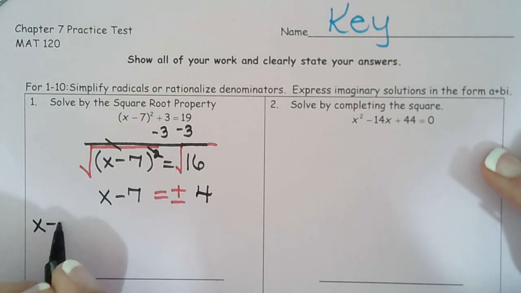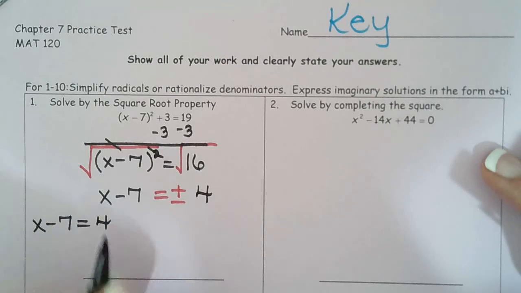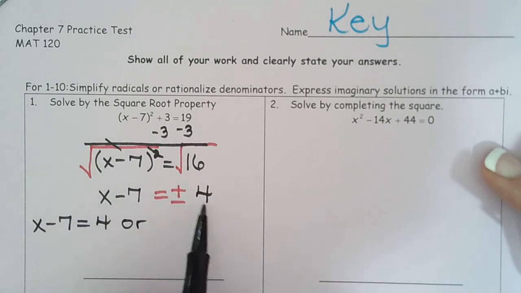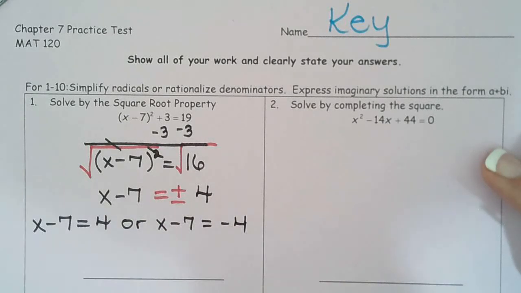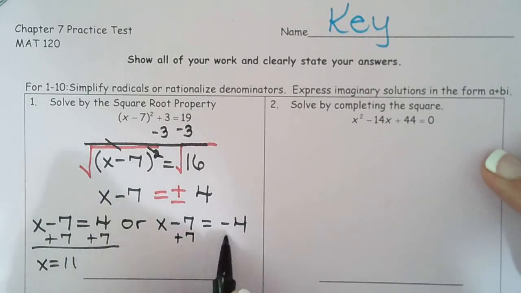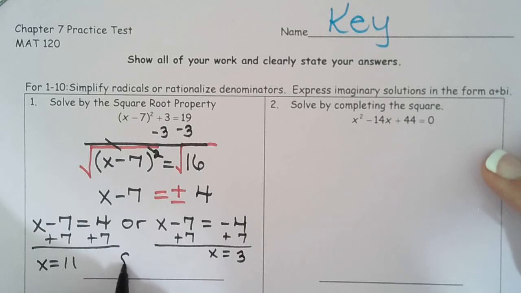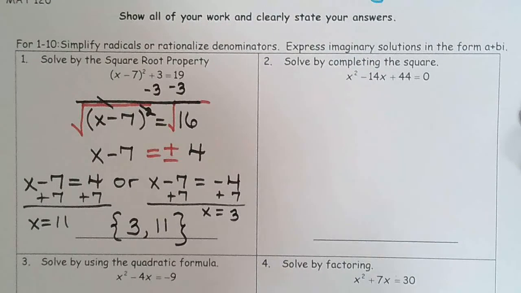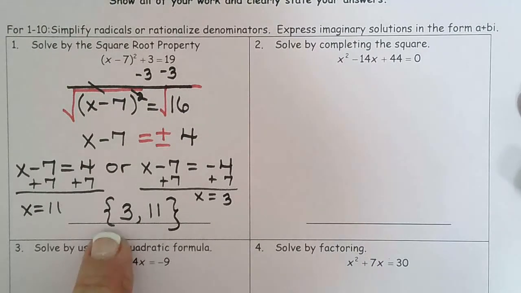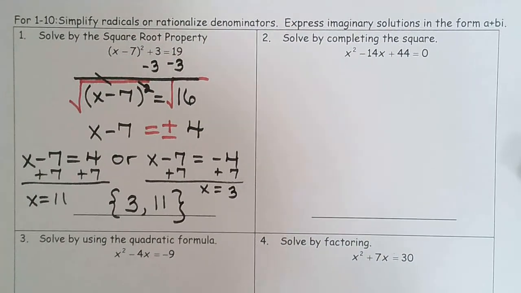Then we learned on the very first page of our notes in this chapter to write your 2 scenarios. X minus 7 equals 4, or x minus 7 equals negative 4. Add 7 to both sides. We get x equals 11, or x equals 3. So our 2 solutions are 3 and 11. And all multiple solutions are supposed to be in solution sets, so make sure you do that.